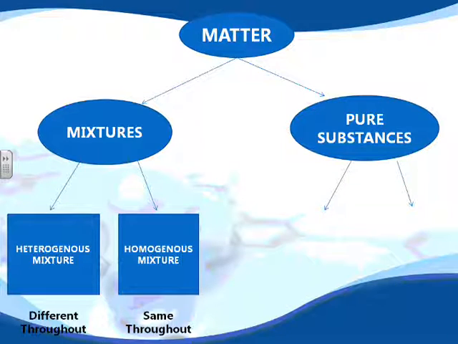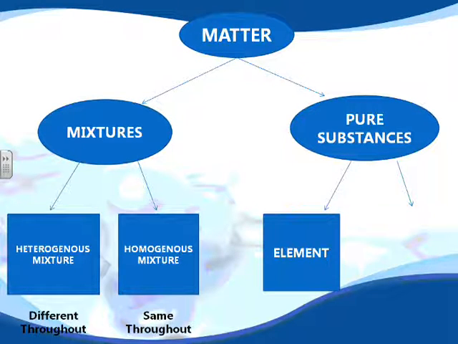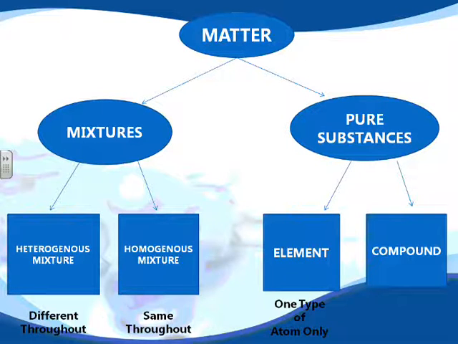And then pure substances are divided into two categories. The first is element, which means one type of atom only. It's kind of like when you look at the periodic table. If I'm looking at boron, that's the boron element, and it's only made up of boron atoms. Then we have compounds, and compounds are when you have two or more elements coming together to form a substance.